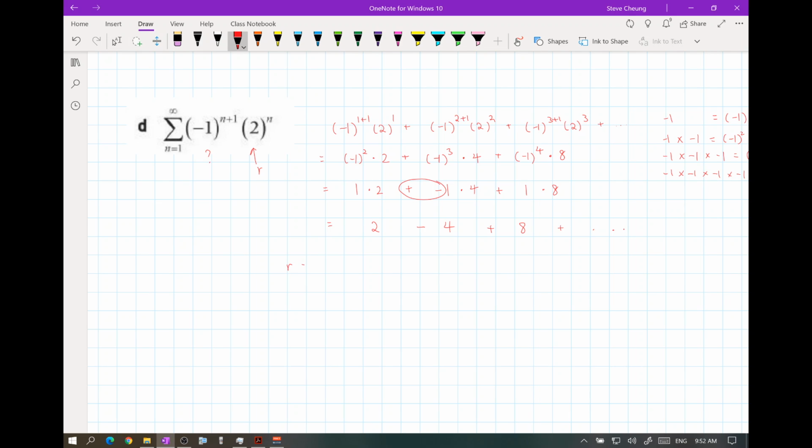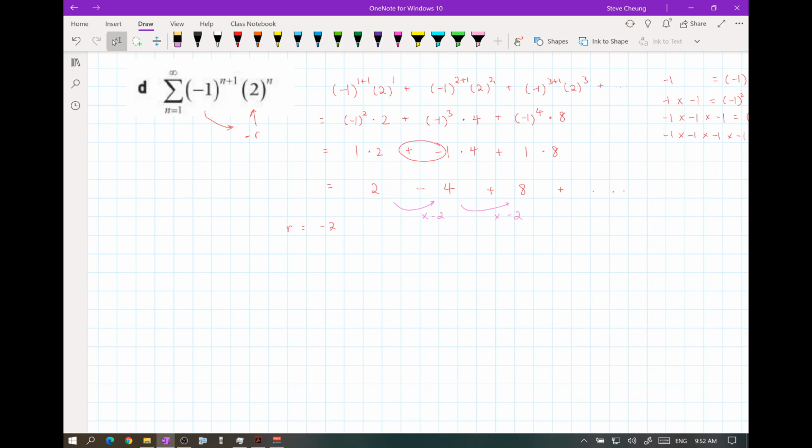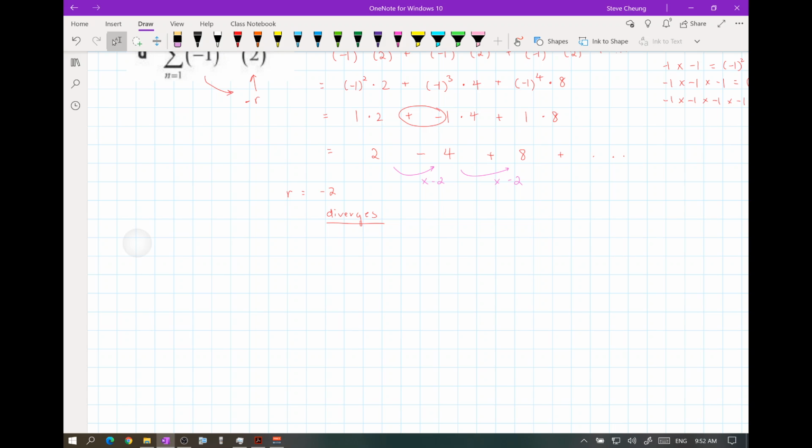So if you look at this, this is r. R is actually negative 2, so not just 2 itself, but this is actually telling you what the sign is. If it's alternating, combining with this here, this is where the minus comes from. But because this falls outside the ratio restriction, this is not a converging sum, so it just diverges.